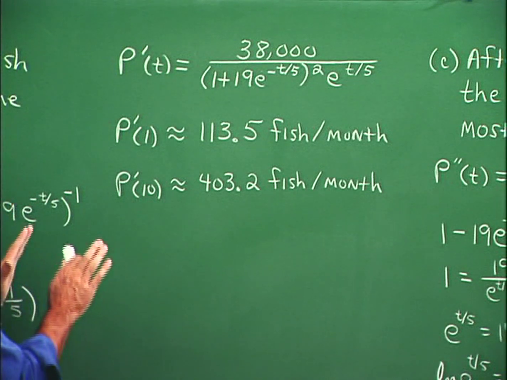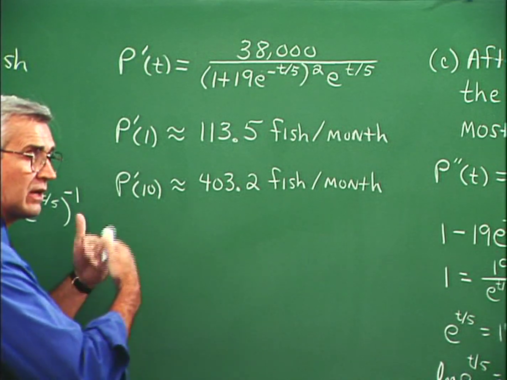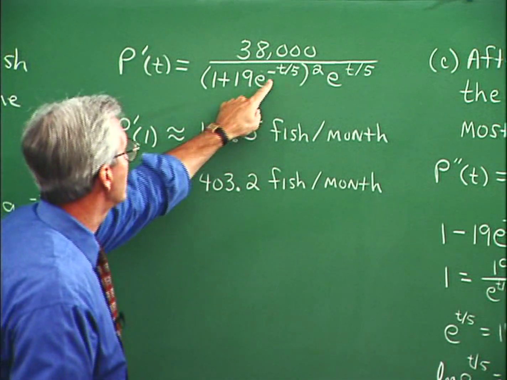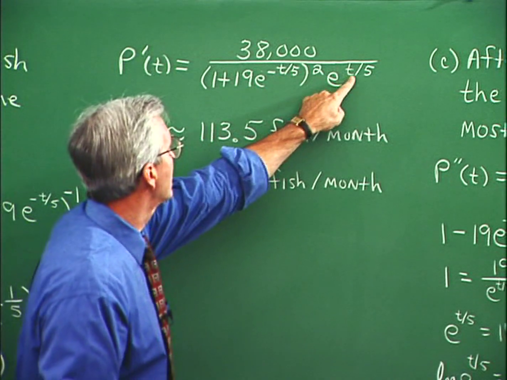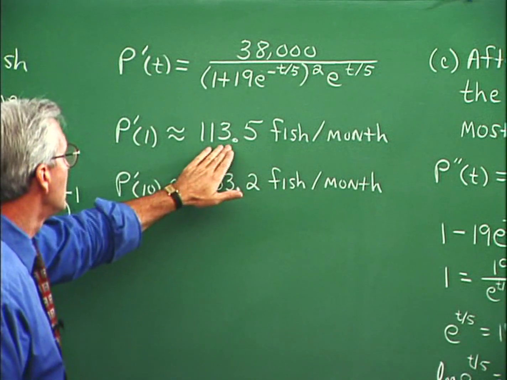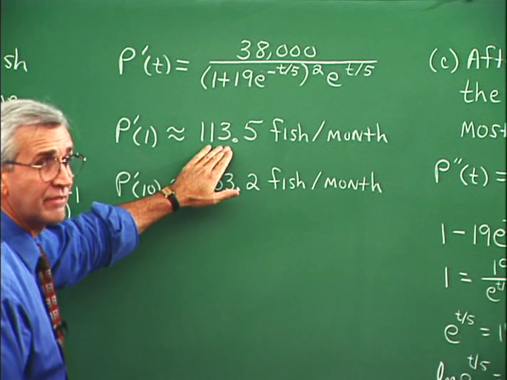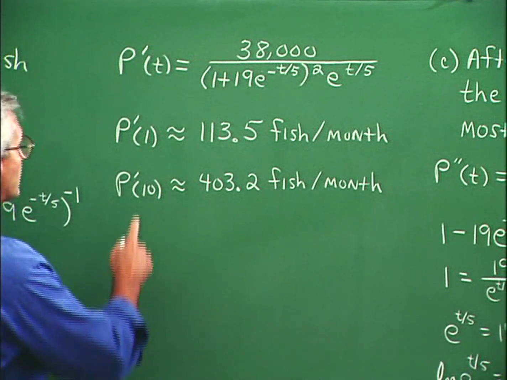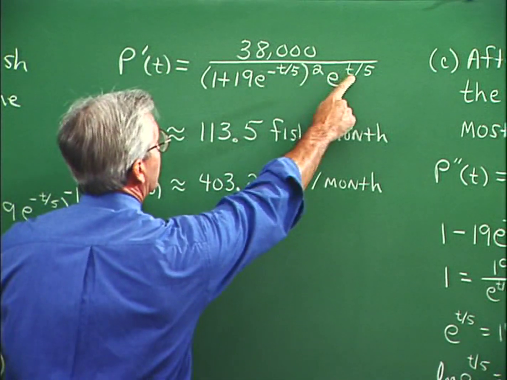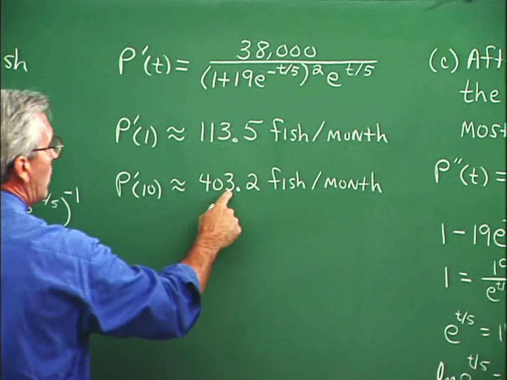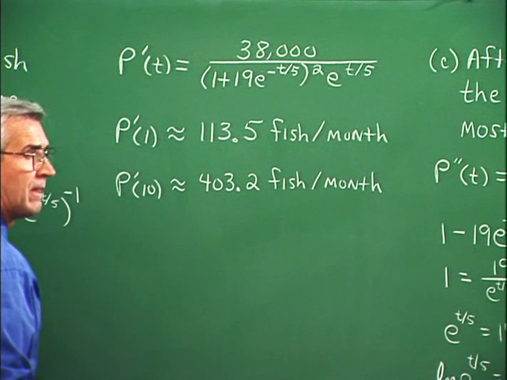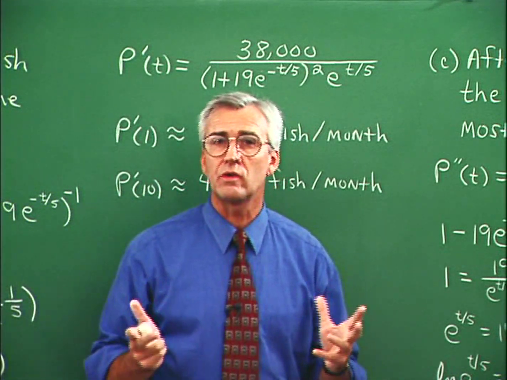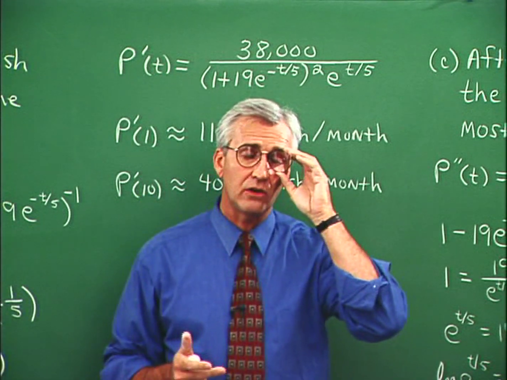Now, to find out the rate of change at the end of 1 month, we find p prime of 1. I'm not showing all of the steps here, but replace t with 1, punch the calculator, and we find approximately 113.5 fish per month. That's the rate of change in the population at the end of 1 month. At the end of 10 months, we replace the t's with 10s, punch the calculator, and we find 403.2 fish per month. So the rate of change in population is increasing, and that rate increases for a while.